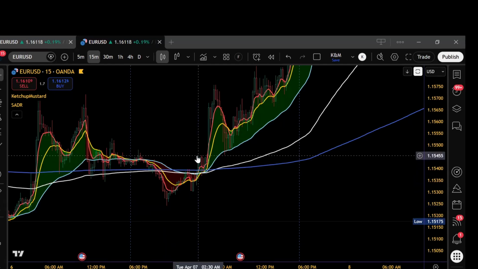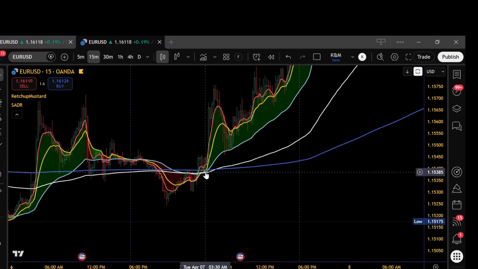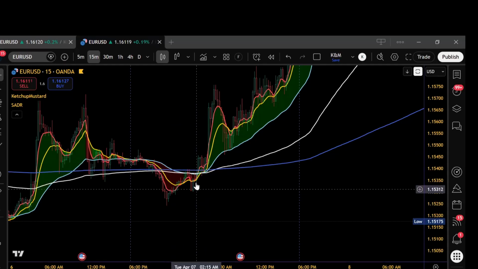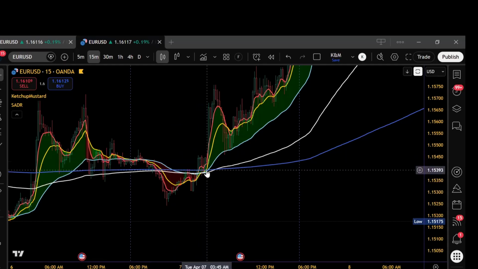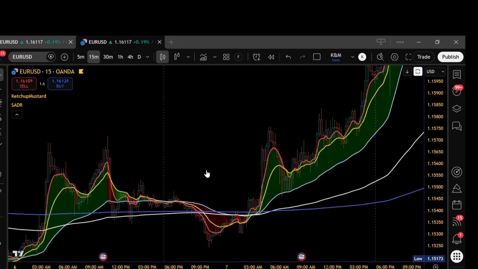So it closes above everything: blueberry, mayo, water, and then it pulls back to it. Off the water, off the mayo, off the blueberry. I have said that when the water is in the wrong place and it gets in the right place and then it pulls back to it for that first time, this is all she wrote.